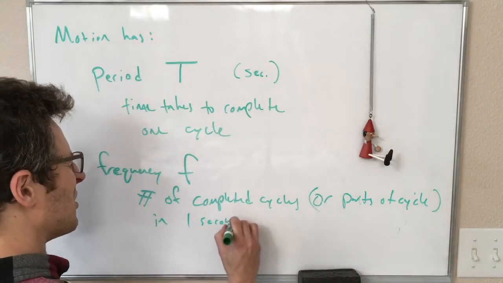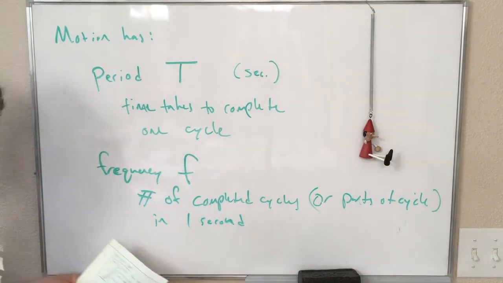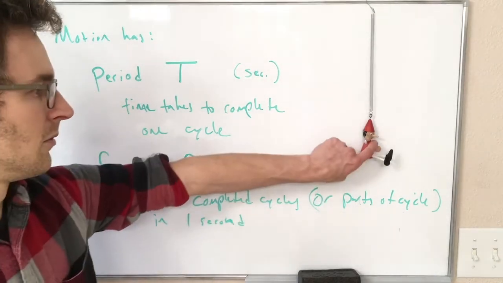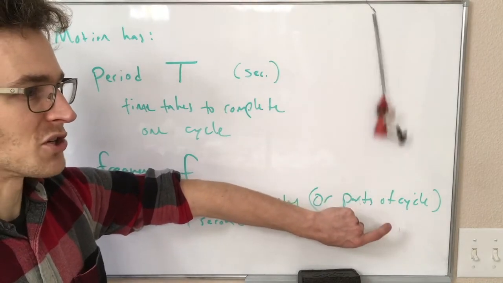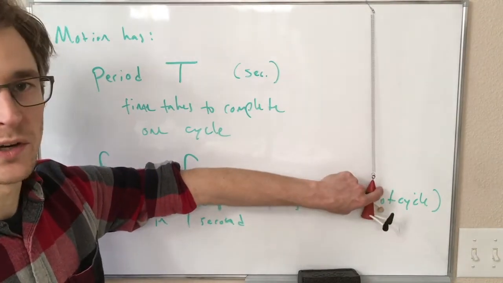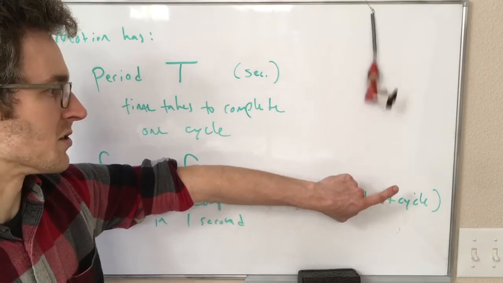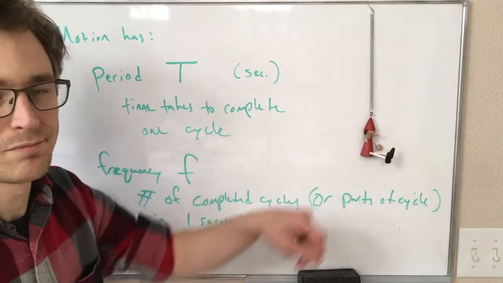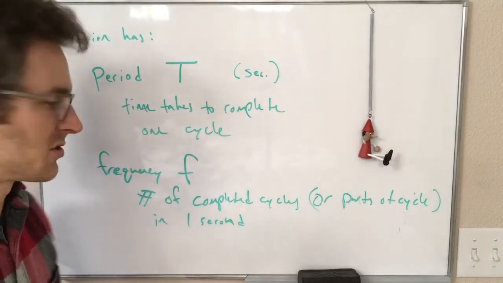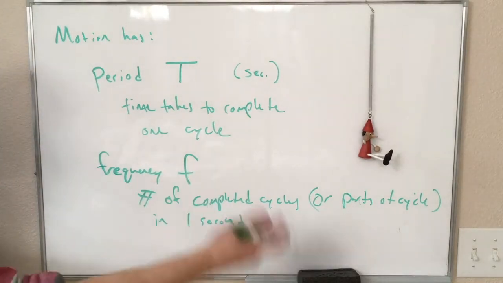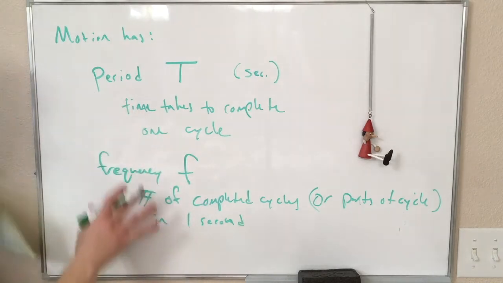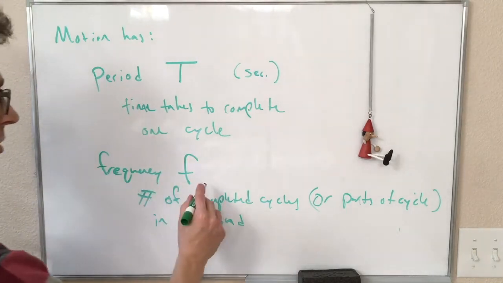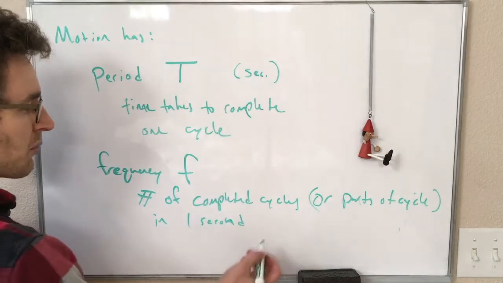In 1 second. So in other words, if we pulled this down, started a stopwatch, and measured how many oscillations we got in 1 second, right? So maybe that was like 1.5 oscillations or something. The frequency is how many of these oscillations we're getting in 1 second. So our units of frequency are different than our units of period. These are different ideas. Our units of frequency are cycles per second.